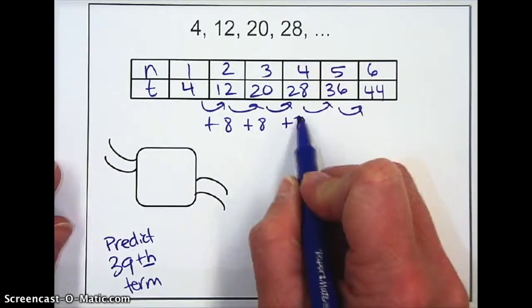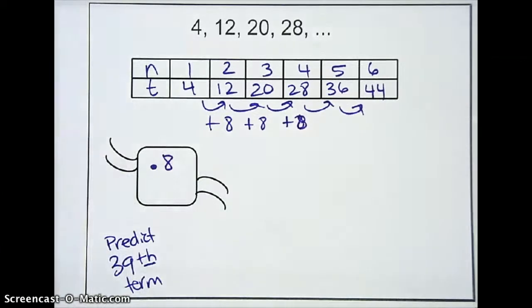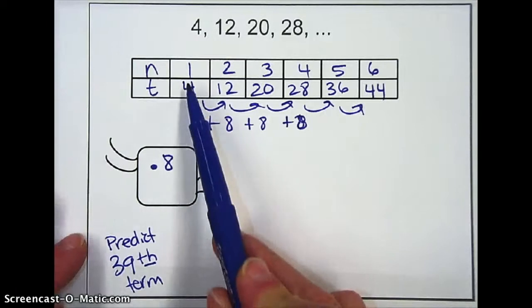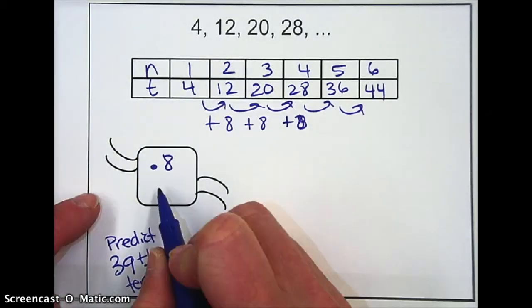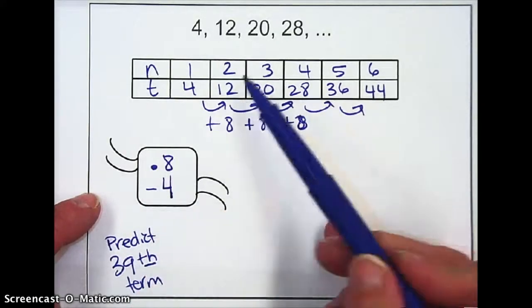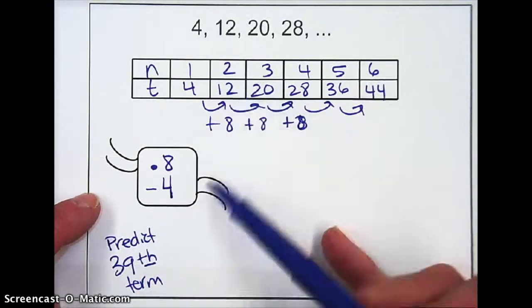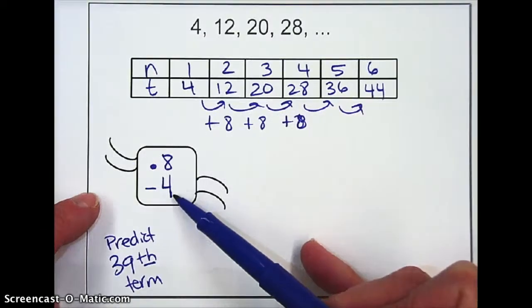So if it's plus 8 each time, and here it's times 8, now you plug in numbers. Plug in 1, see what happens. 1 times 8 is 8. Oh boy, I need it to be 4. So 8, what do I do to 8 to make it 4? Hopefully you came up with minus 4. And then you try it again. Plug in 2. It should be 12. 2 times 8 is 16. 16 minus 4 is 12.